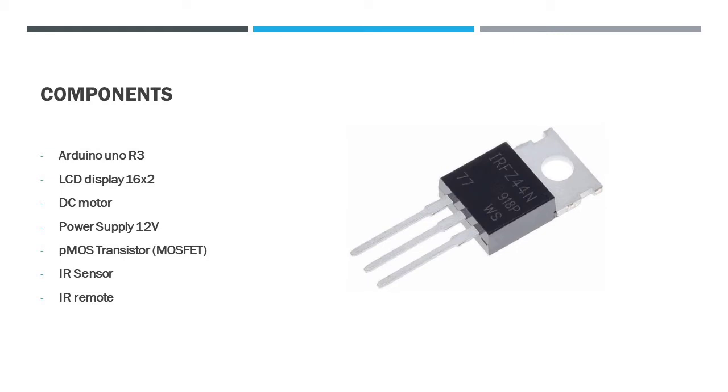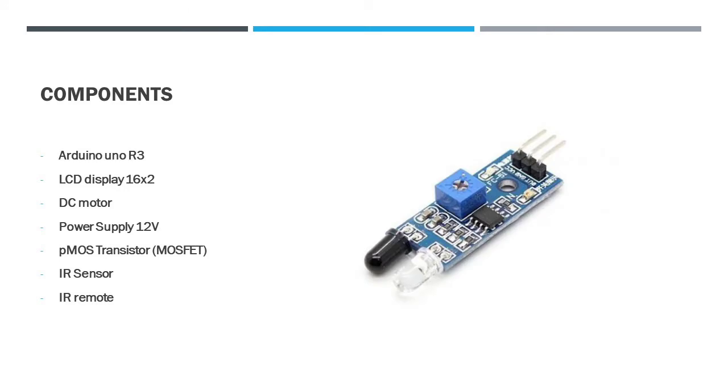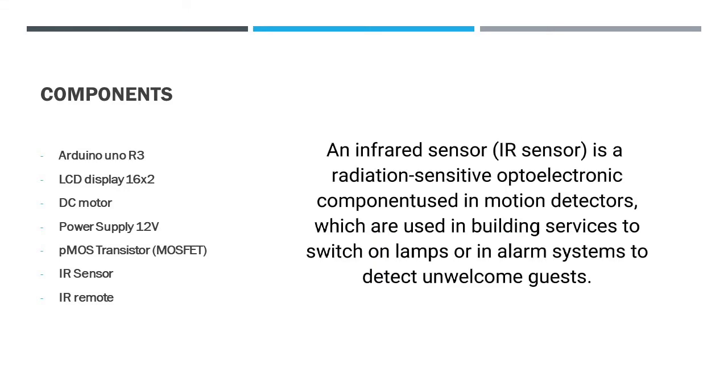PMOS transistor. A p-channel metal oxide semiconductor, PMOS, transistor is one in which p-type dopants are used in the gate region. The channel, a negative voltage on the gate turns the device on. IR sensor. An infrared sensor is a radiation-sensitive optoelectronic component used in motion detectors, which are used in building services to switch on lamps or in alarm systems to detect unwelcome guests.